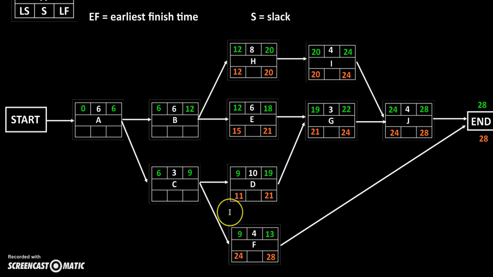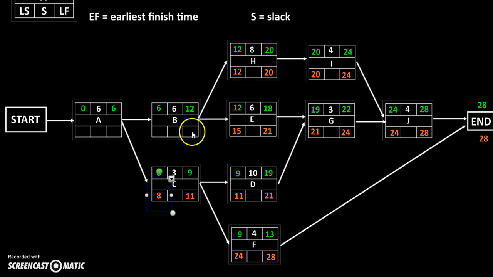So similar to what we did with our forward pass, but because we're going backwards, we do the opposite. In our forward pass, we took the maximum. In our backwards pass, we're going to take the minimum value. So this 11 is what's going to become our late finish time, rather than this 24. So 11 minus 3 becomes 8.